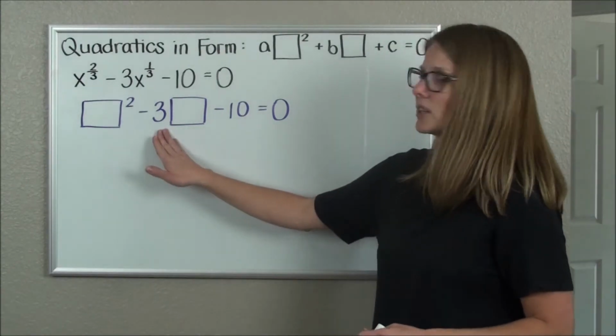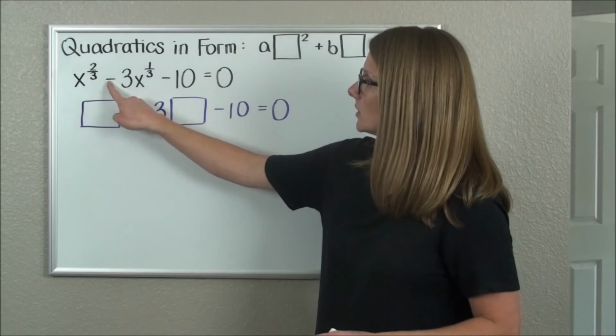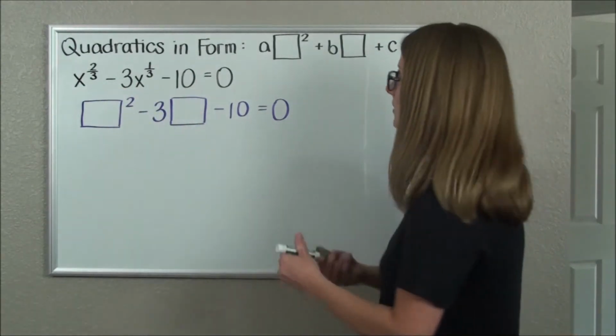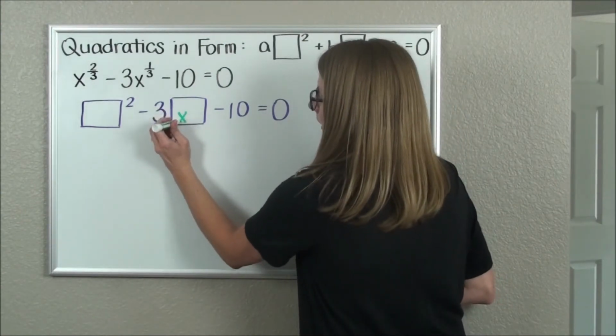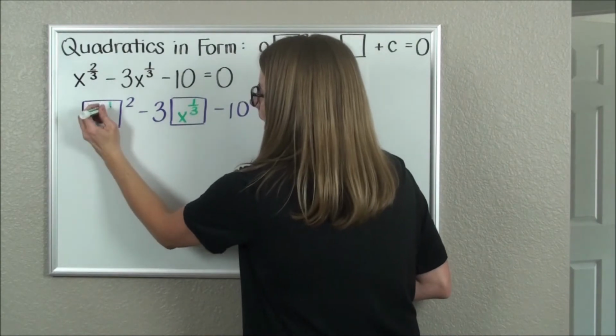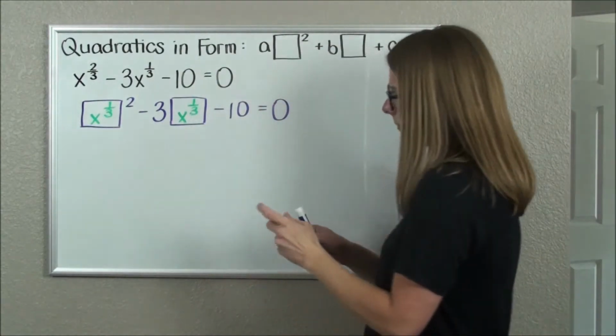Again, the middle is usually the easiest place to see it. The middle should say minus 3 x to the 1/3. I see minus 3 blank. So the blank must be x to the 1/3. And these boxes ought to match. So this should also say x to the 1/3. But let's just make sure.